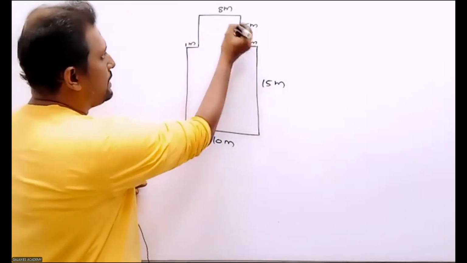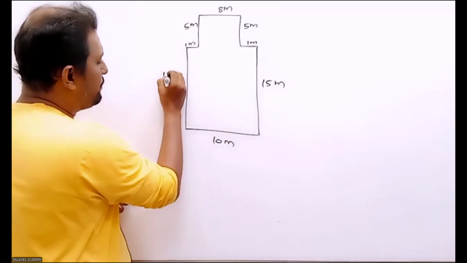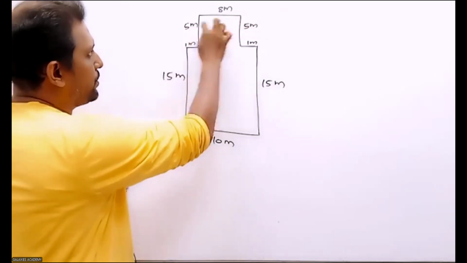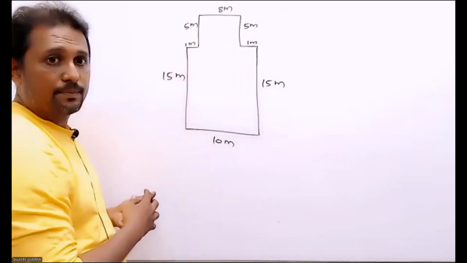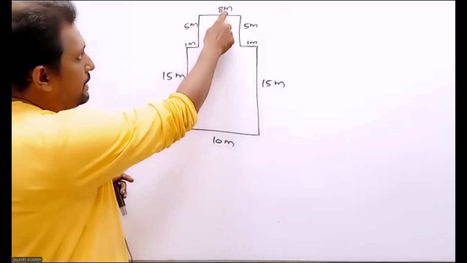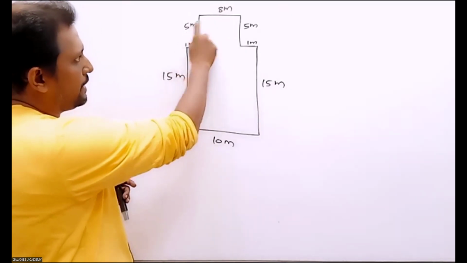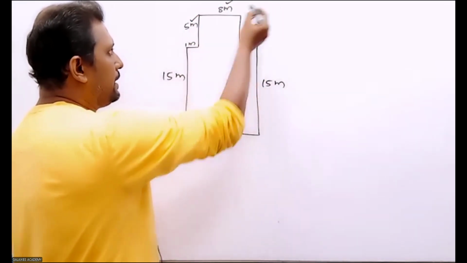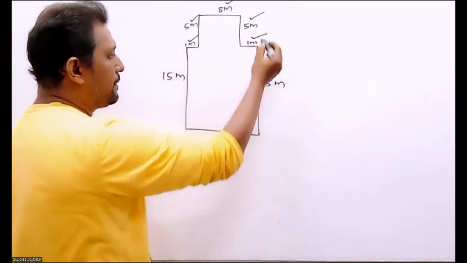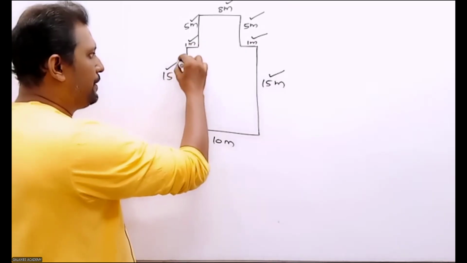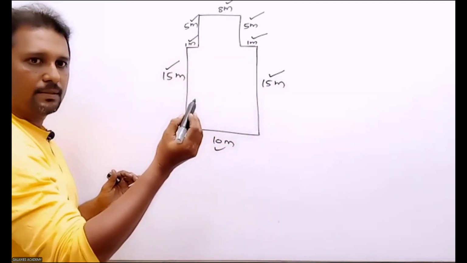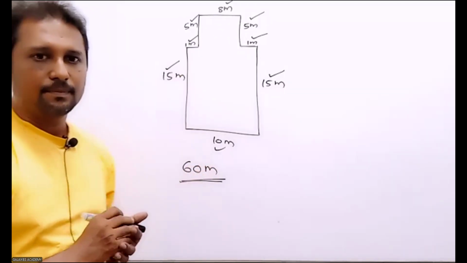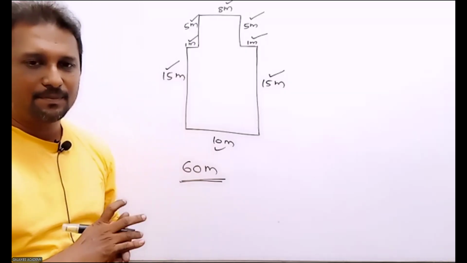Then this length also 5 meters, this one 15 meters. Then how many sides do you have to add? 1, 2, 3, 4, 5, 6, 7, 8. Then you have to add 8 plus 5, 13, 13 plus 5, 18, 19, 20, 35, 50, 60. So what is the perimeter? 60 meters. Can you understand? Yes, sir.